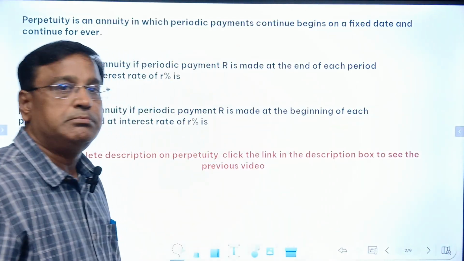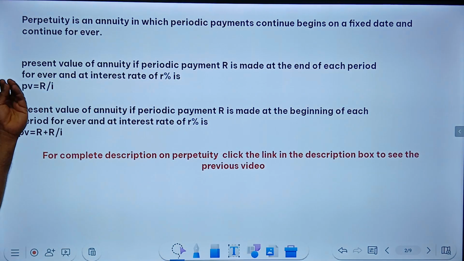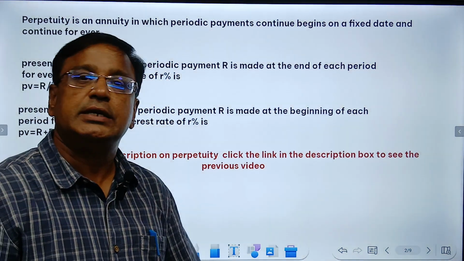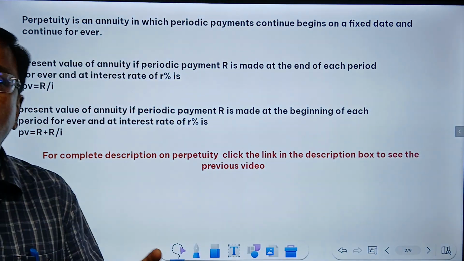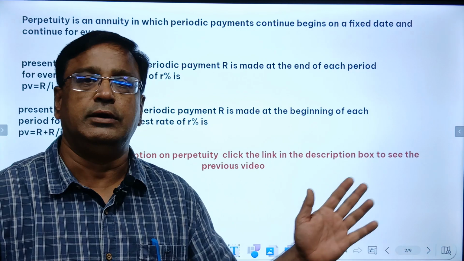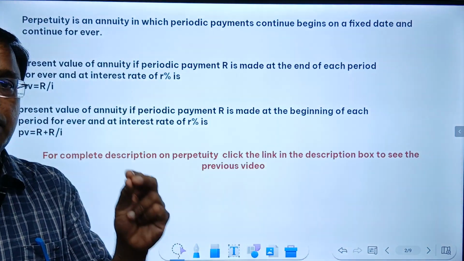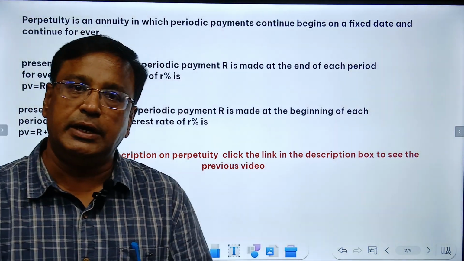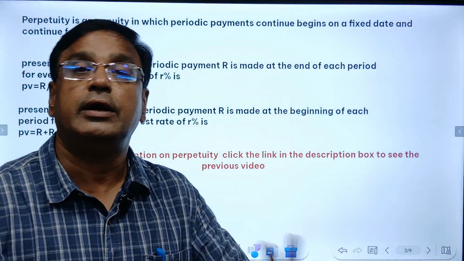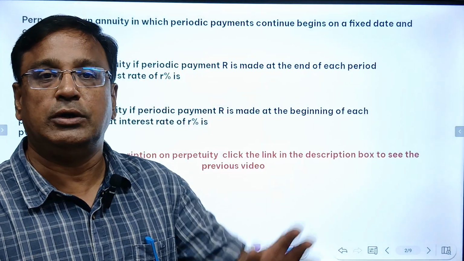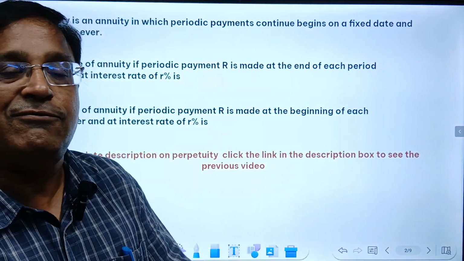So let us make a beginning. Now quickly I'll just go through the definition. A perpetuity is an annuity where a periodic payment is made at the beginning or at the end forever. A periodic payment of rupees R is made either in the beginning or at the end forever. Perpetuity is like you pay forever. There is no definite time period.